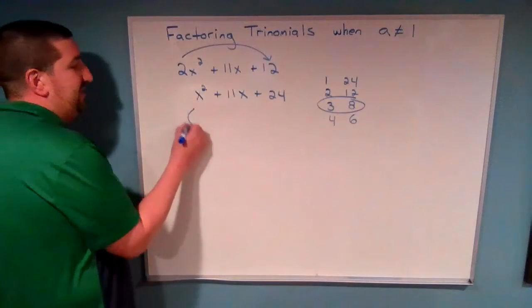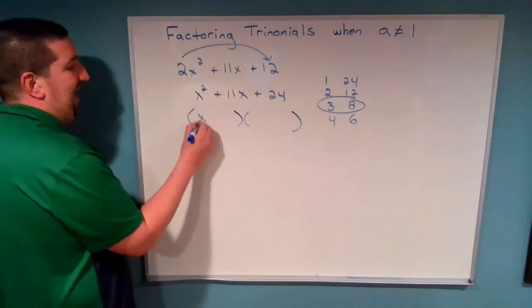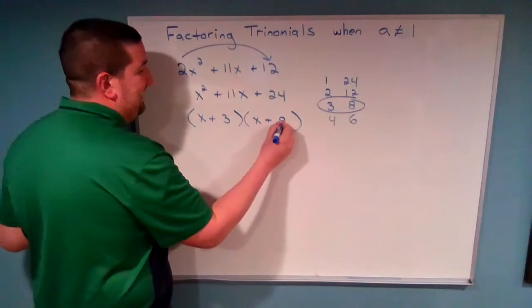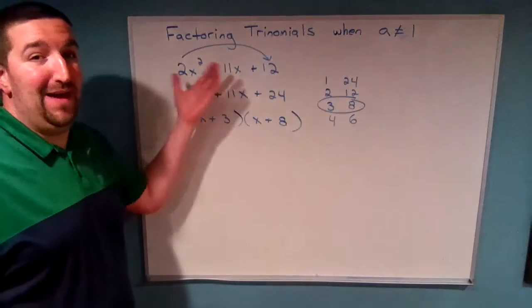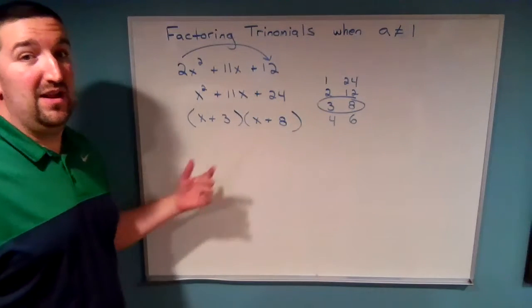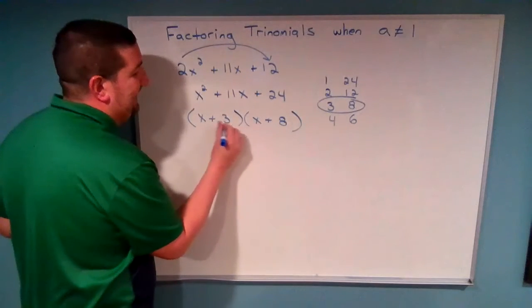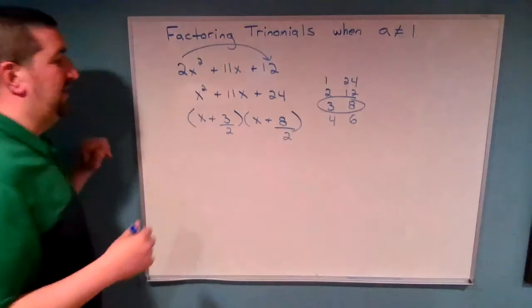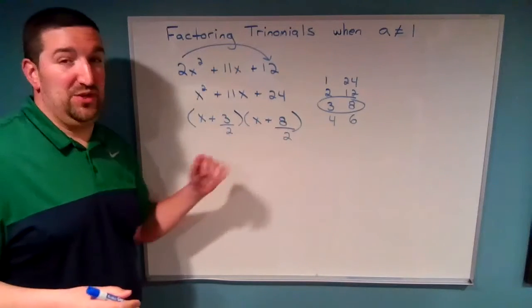So I factor this the same way I would. So I would say x plus 3, x plus 8. Then I have to take this a term back into account. I'm not done at this step. Don't stop here. I have to divide each of these by that a term of 2. So this becomes x plus 3 over 2 and x plus 8 over 2.